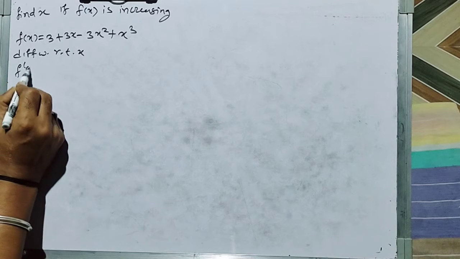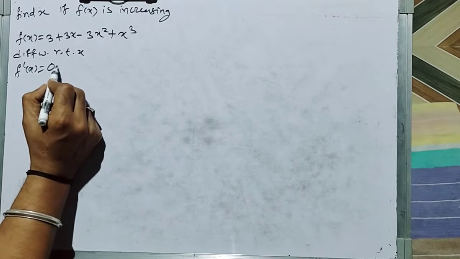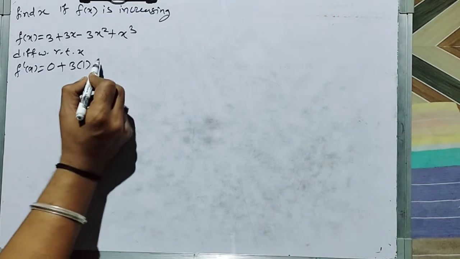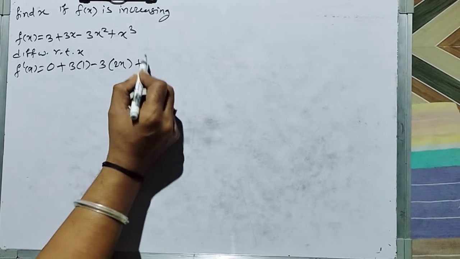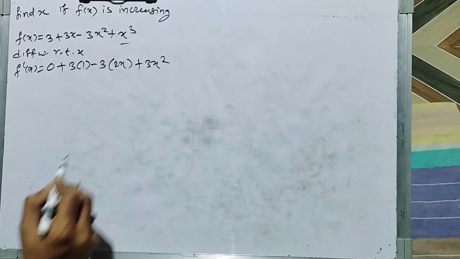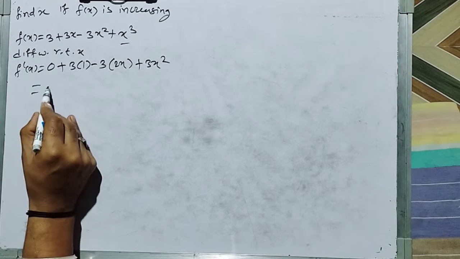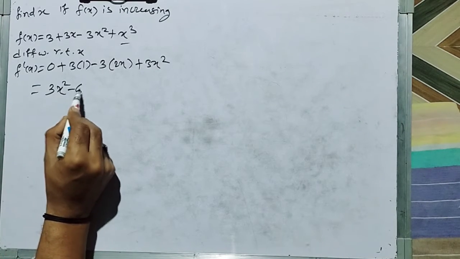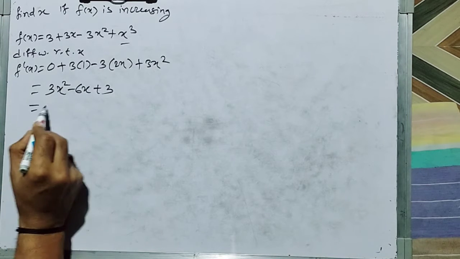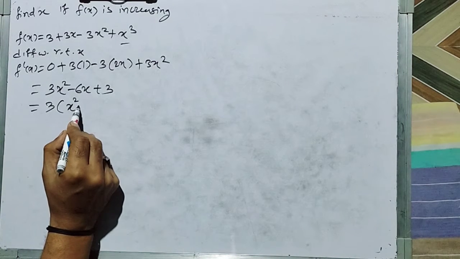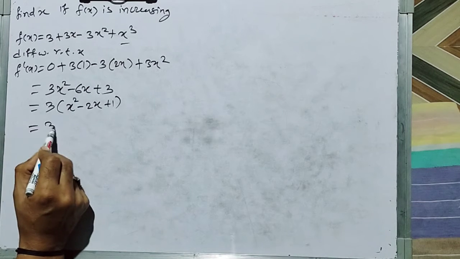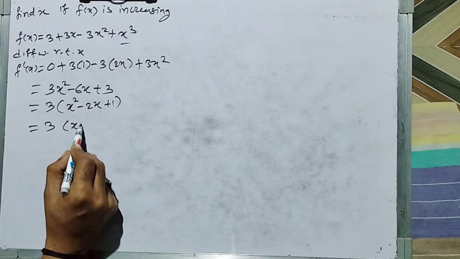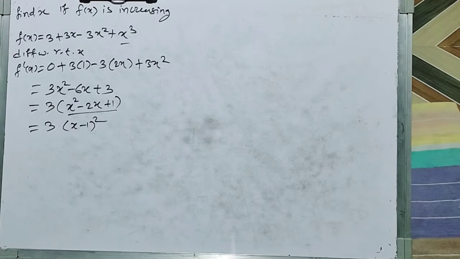It means f'(x) = derivative of 3 is 0, plus 3 into derivative of x is 1, minus 3 into derivative of x² is 2x, plus derivative of x³ is 3x². So this is simply equal to 3x² - 6x + 3. Take 3 common: x² - 2x + 1, which is simply equal to 3 into (x - 1)². This is the square of (1 - x)².